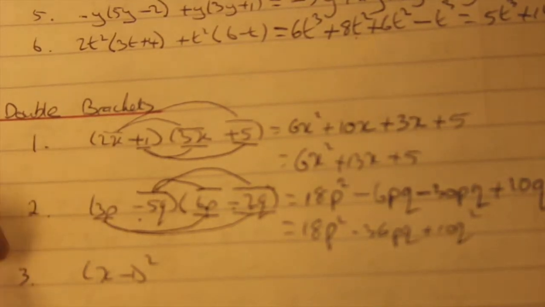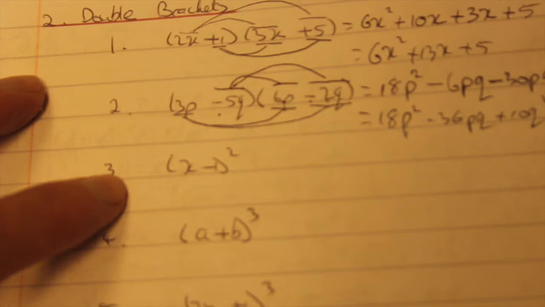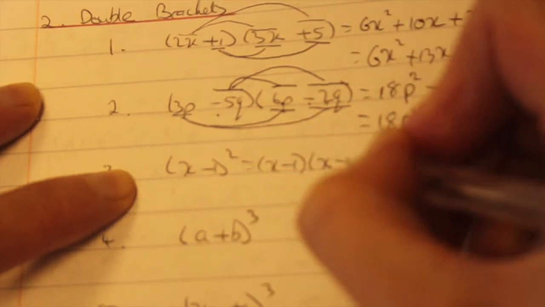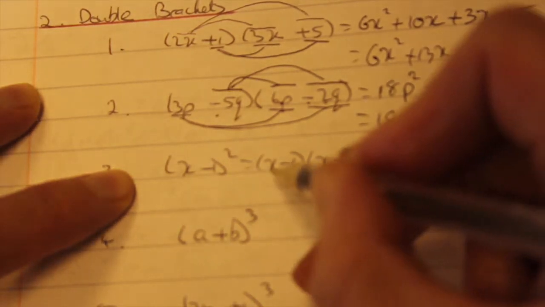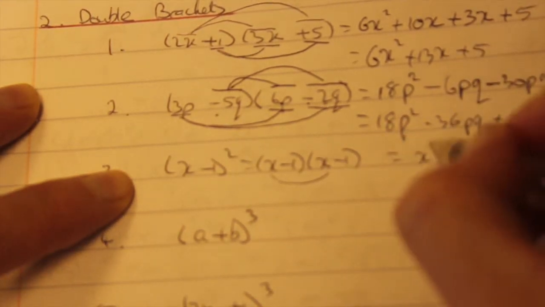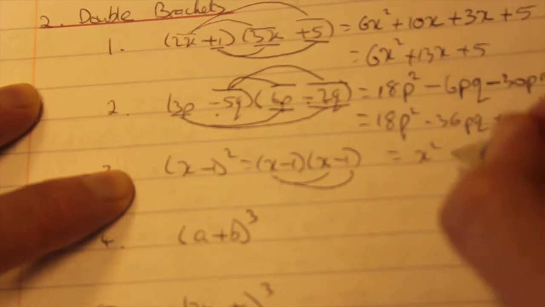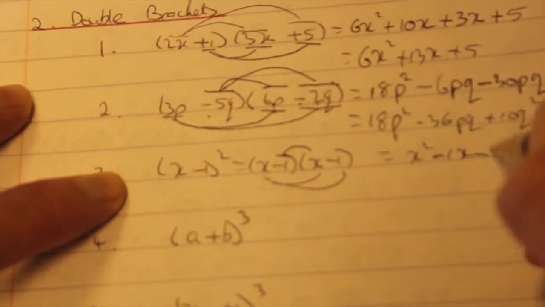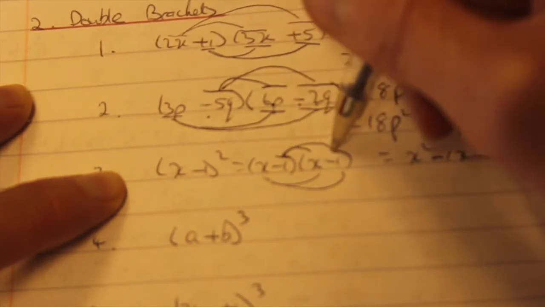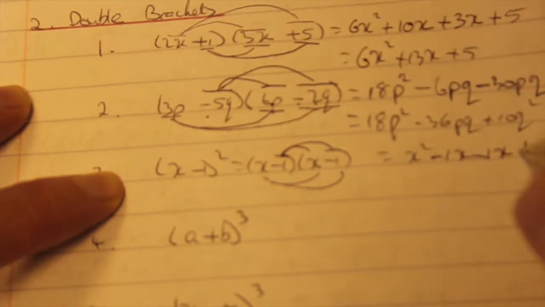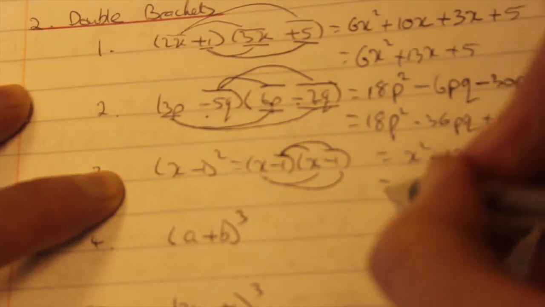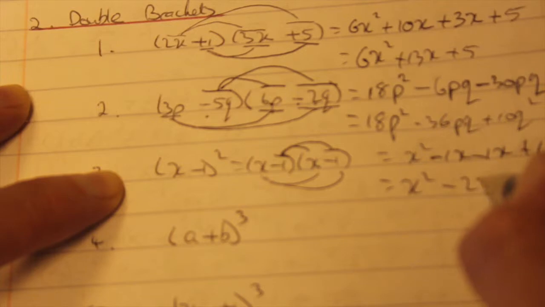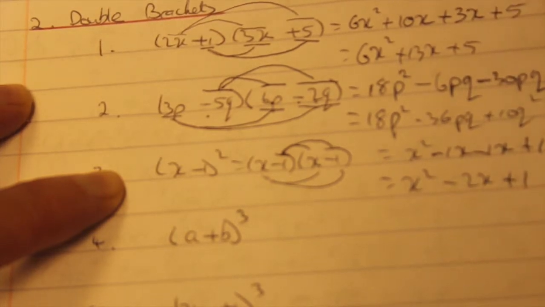And you're finished there. Number 3. If you're squaring something, you're multiplying it by itself. So x minus 1 times x minus 1. So x times x is x squared. X times minus 1 is minus 1x. Then it's minus 1 times x, it's minus 1x again. Minus 1 times minus 1, 2 minuses give you a positive. 1 times 1 is 1. Tidying that up, x squared minus 1x, take away 1x is minus 2x, add 1.